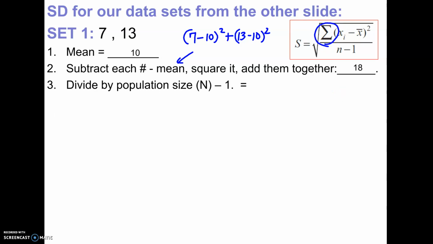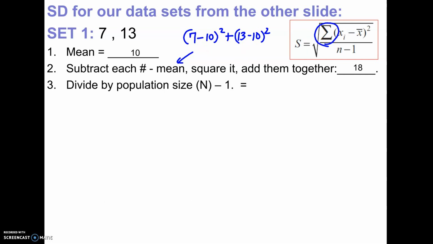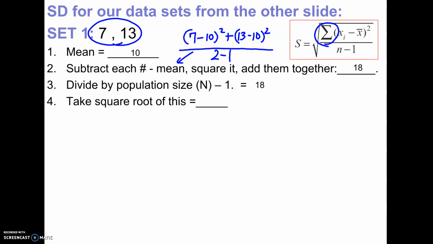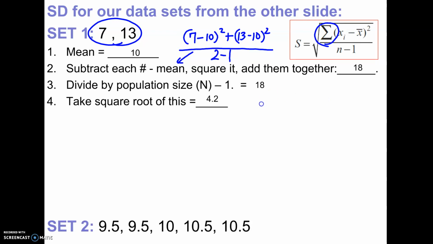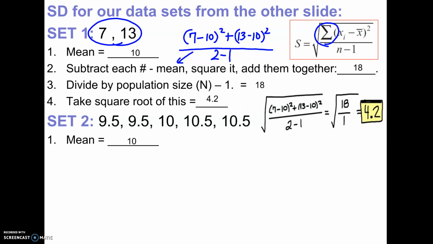My next step is I'm going to divide that by my sample size minus 1. So in this case, the size of my sample is 2, right? I have 2 numbers, so 2 minus 1, which is 1. And then in my very last step, and I put little answers to each of these, my last step, I'm going to take the square root of that. So here's all the work combined.